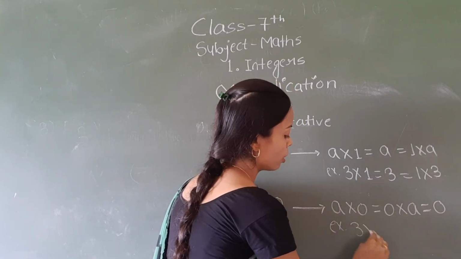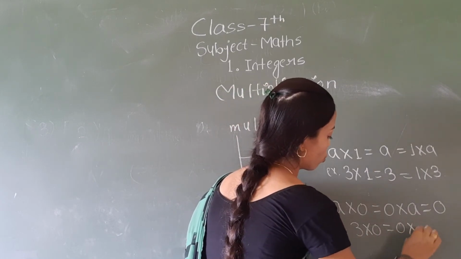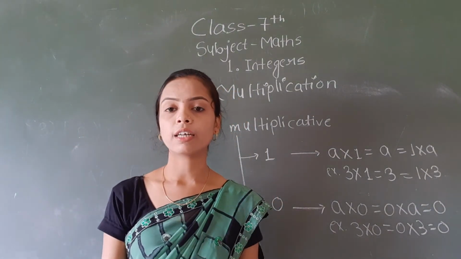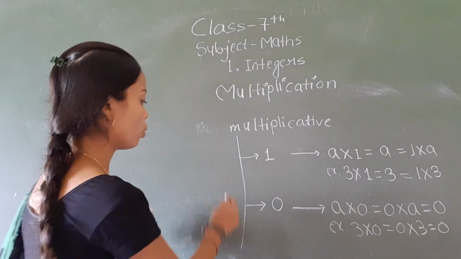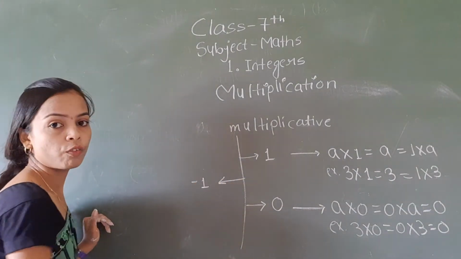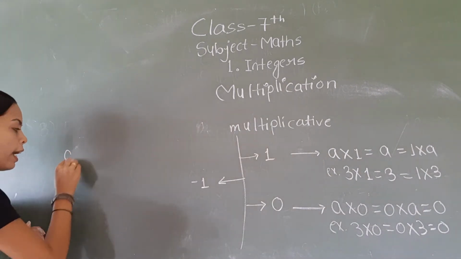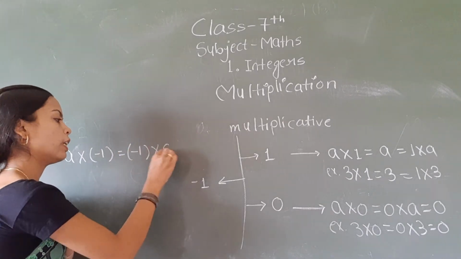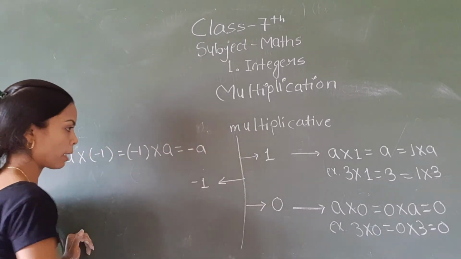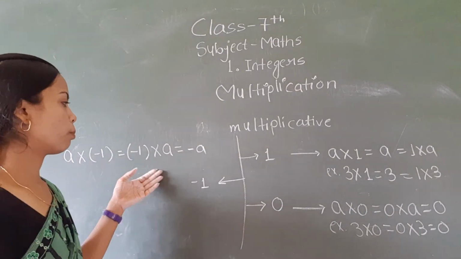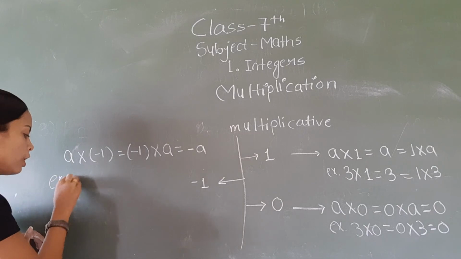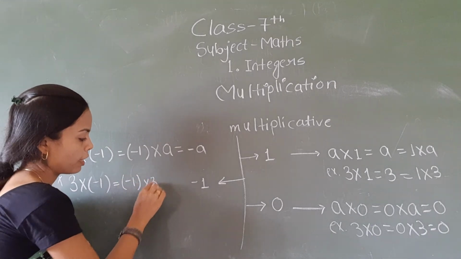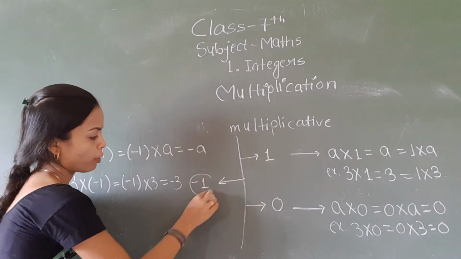Example, if you multiply 3 into 0 or 0 into 3, then the answer is always 0. क्यों? क्योंकि 0 का मल्टीप्लिकेशन किसी भी नंबर के साथ करने पर अगेन 0 आता है. One more property is for -1. If you multiply any number with -1 or -1 with any number, your answer is always that number with a minus symbol. Example, 3 into -1 is equal to -1 into 3, and it is equal to -3. This is the property of -1.